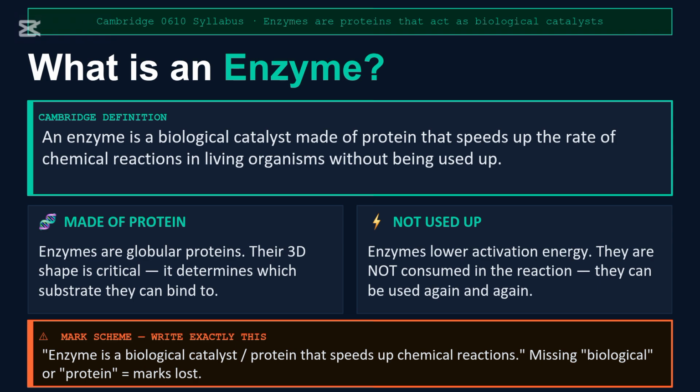Enzymes are globular proteins. Their three-dimensional shape is absolutely critical because the shape of the enzyme determines what it can do. Change the shape, you change the function. We'll come back to that.